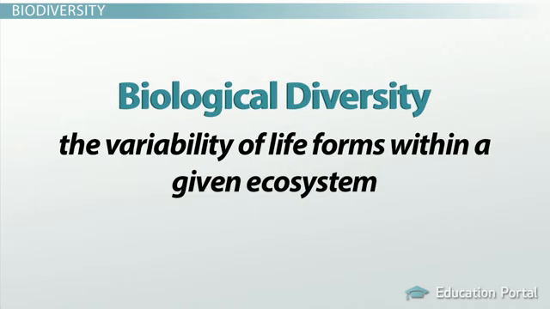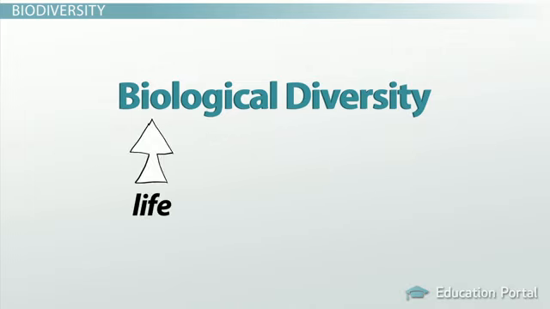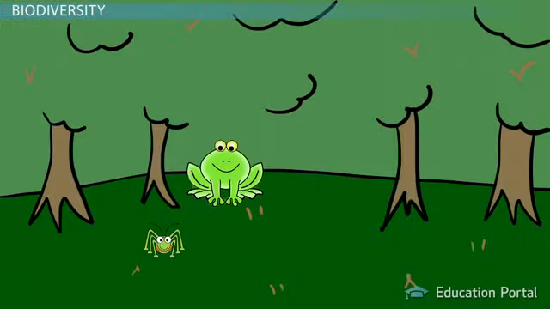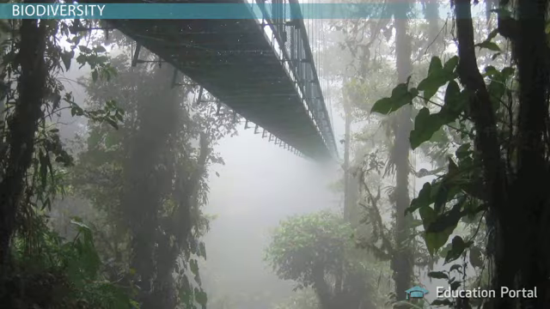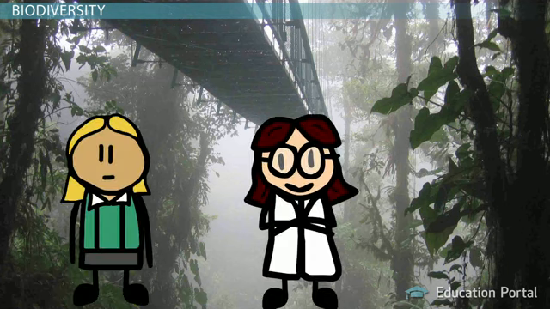Biodiversity, or biological diversity, is the variability of life forms within a given ecosystem. Now, this is an easy term to recall if you remember that the word bio refers to life and the word diversity refers to variety. So the term biodiversity literally means a variety of life forms. Forests support biodiversity by providing natural habitats for various plants and animals. Forests, and especially tropical rainforests, provide some of the greatest areas of biodiversity on the planet, and a decline in these environments means a decline in biodiversity.